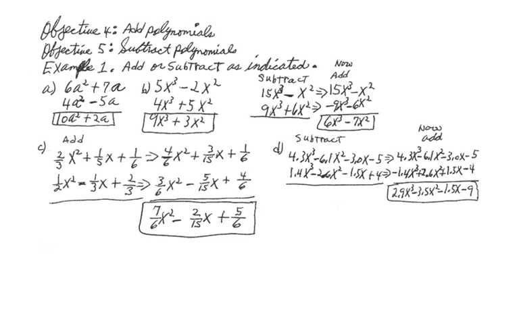Objective number 4, add polynomials. Objective number 5, subtract polynomials. Example 1, add or subtract as indicated.